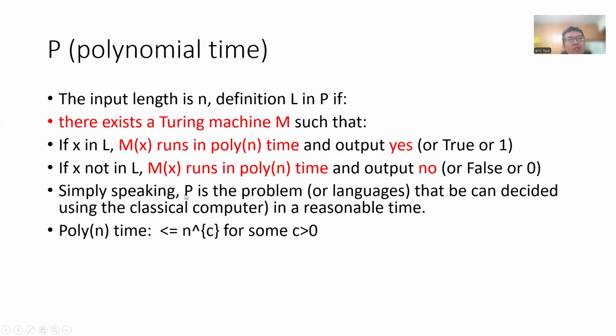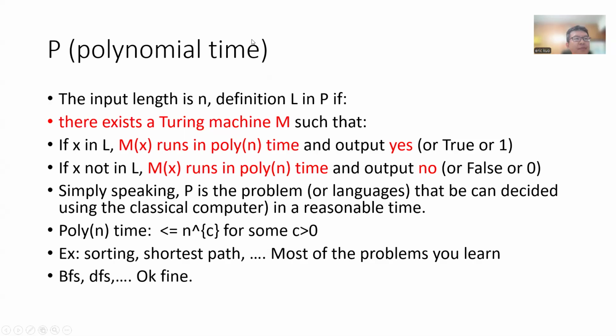So P is the set of problems or languages that can be decided using classical computing in reasonable time, reasonable meaning polynomial. Polynomial time is defined as less than or equal to n to the c for some c greater than 0. For example, sorting and shortest path are problems in P. Others are breadth-first search and depth-first search, which are graph algorithms.